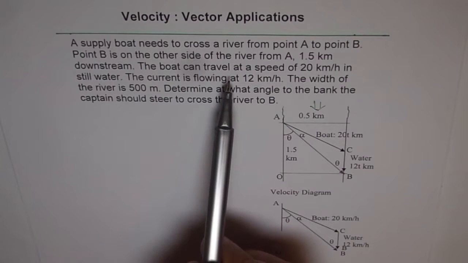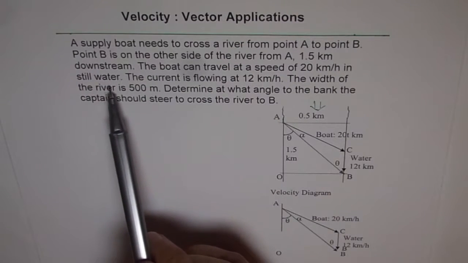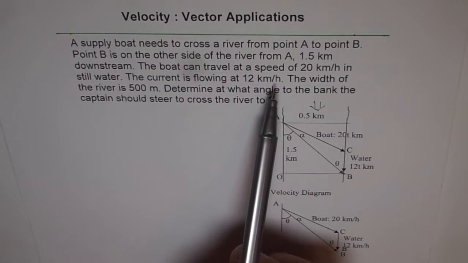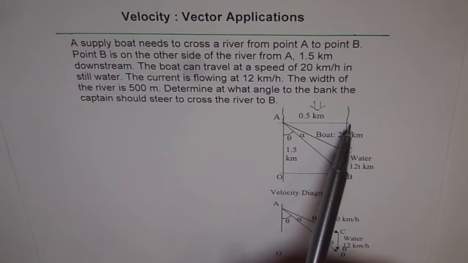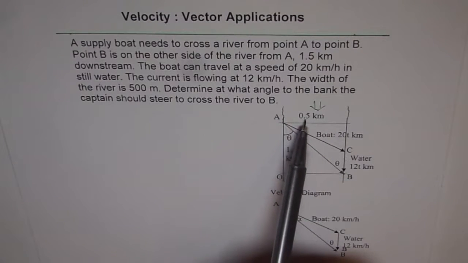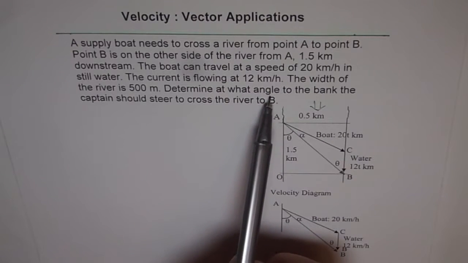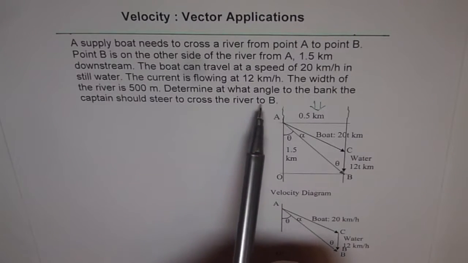The boat can travel at a speed of 20 kilometers per hour in still water. The current is flowing at 12 kilometers per hour. The width of the river is 500. That means from here to here it is 500, so in kilometers, 0.5 kilometers. Determine at what angle to the bank the captain should steer to cross the river to B.